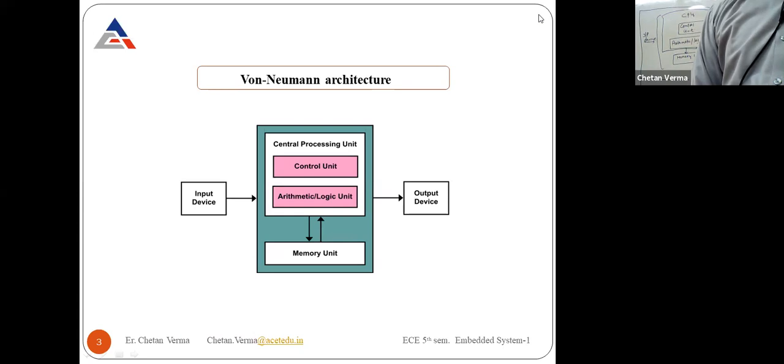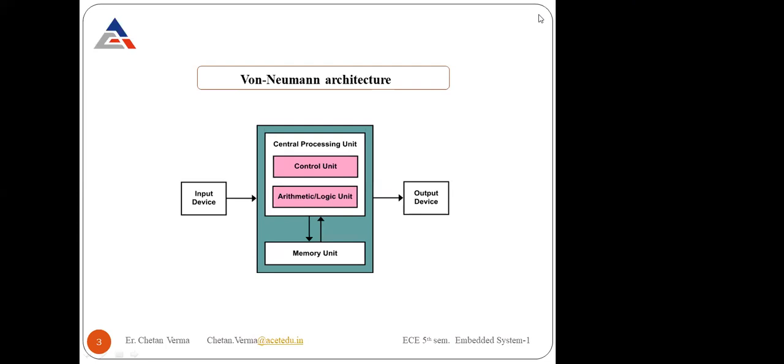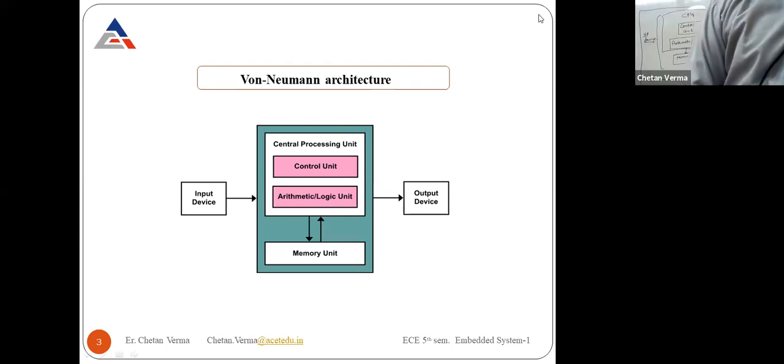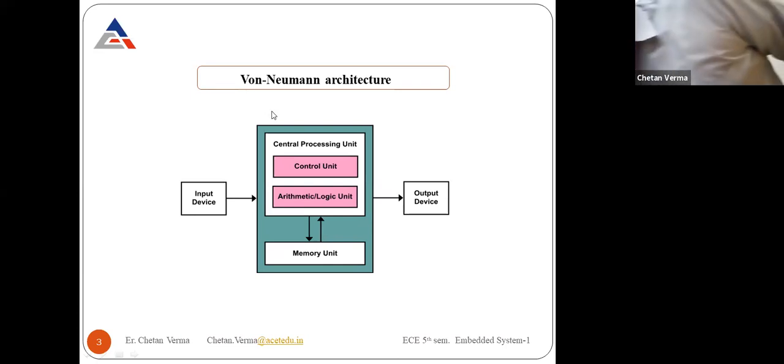This is the basic diagram of the von Neumann architecture. So what is the von Neumann architecture? It is the first architecture, which includes the CPU with the control unit and the arithmetic and logical unit, along with the memory unit, and externally the input device and the output device are connected with them.